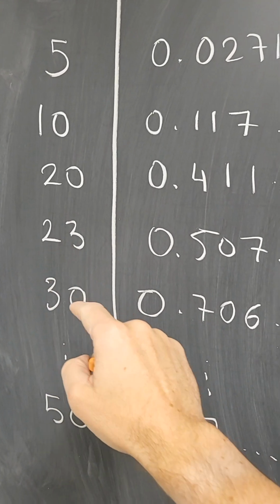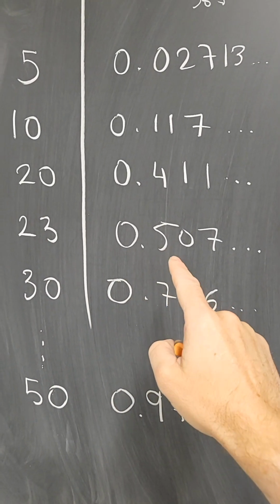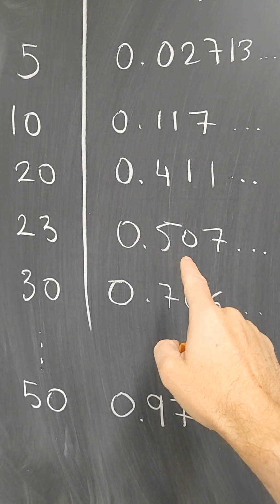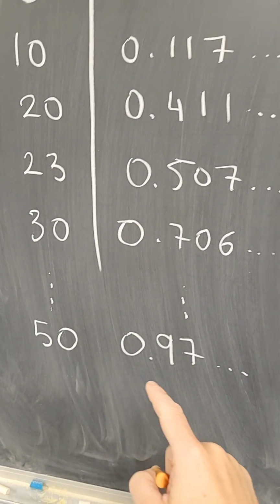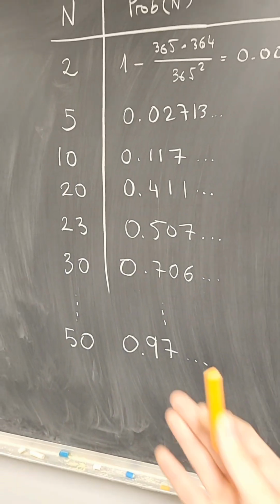With 23 people, is the first time that it goes above 50%. So it's already at 50.7%. With 30 people, it's already 70%. With 50 people, it's at 97%. So very likely.